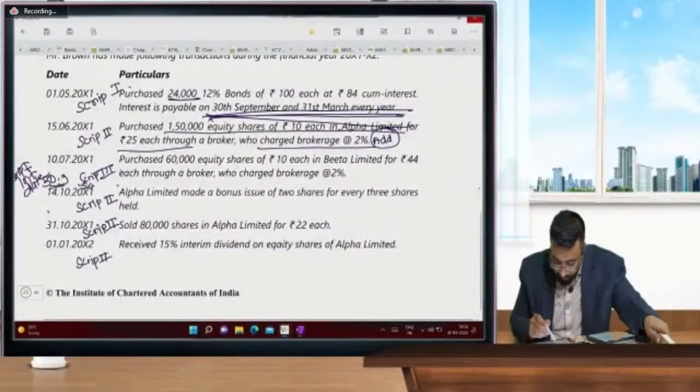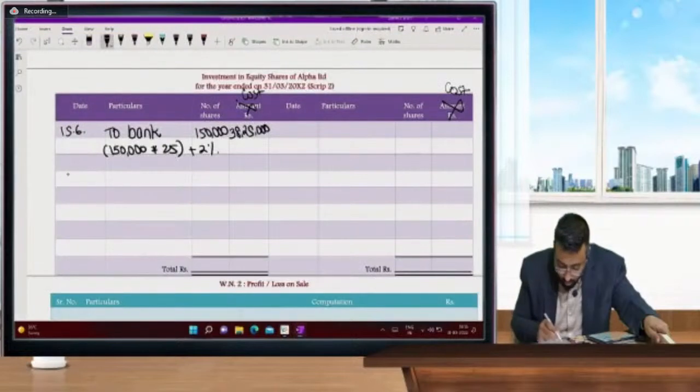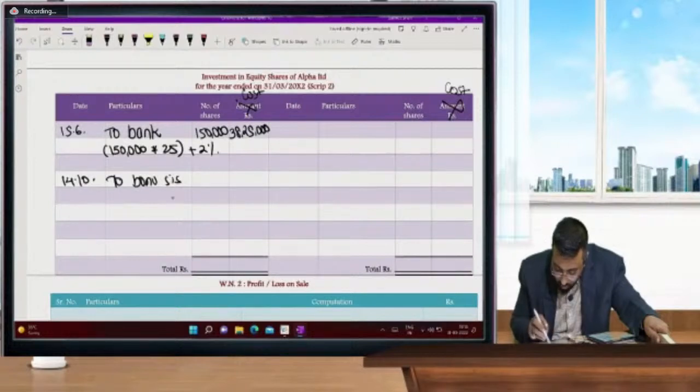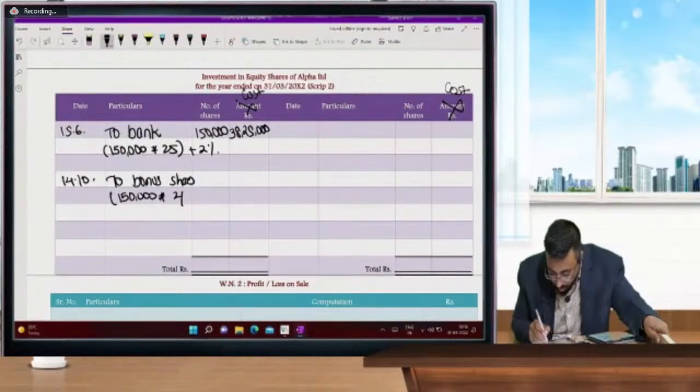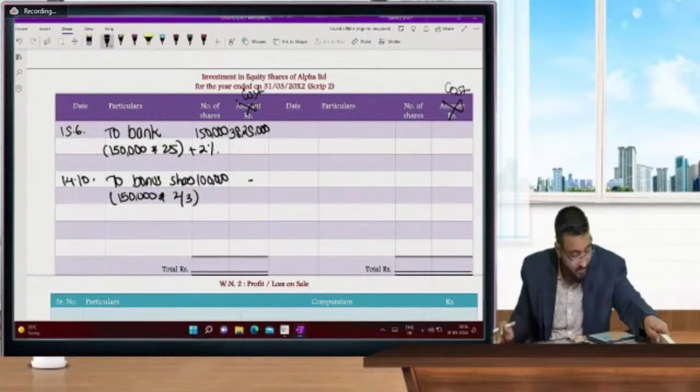Script 2. 14th October. Bonus shares. Chalo, chalo, chalo. Bonus shares. To bonus issue. 1,50,000 ka kitna bonus hai beta? 2 shares for 3 shares. So this is 1 lakh. Cost is dash. Next one.